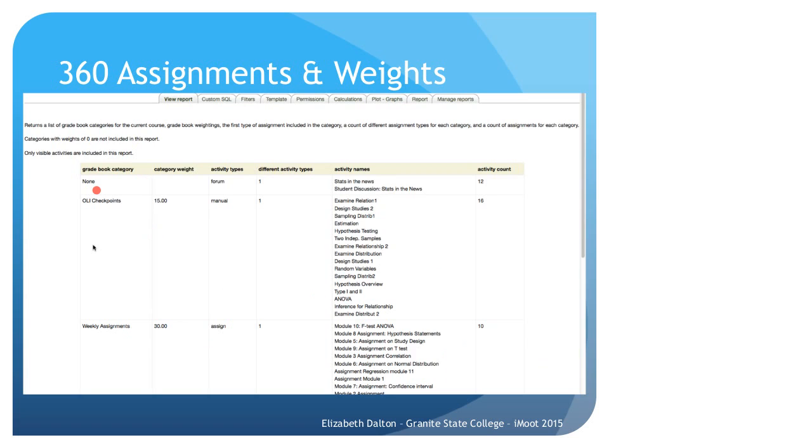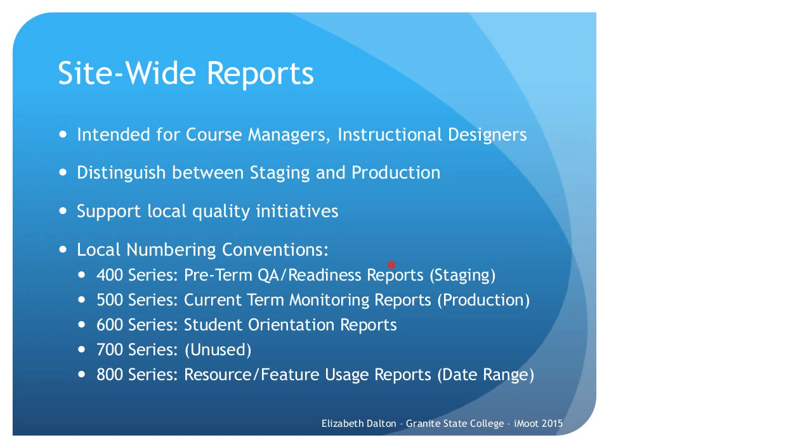Okay, so this 360 report is intended for our faculty to just be able to cross-check their syllabus against what they've actually done in the gradebook in Moodle. It's just another view to help people make sure that what they've done in Moodle is what they meant to do. So that's it for the course level reports.